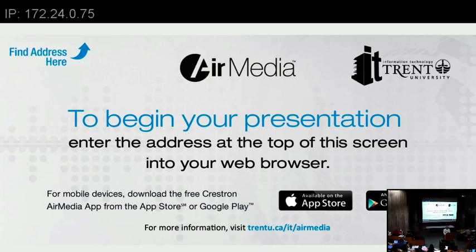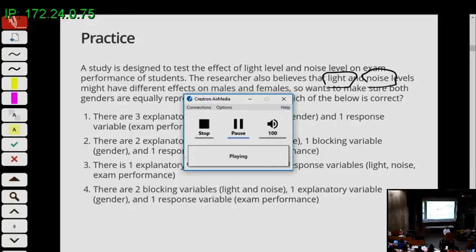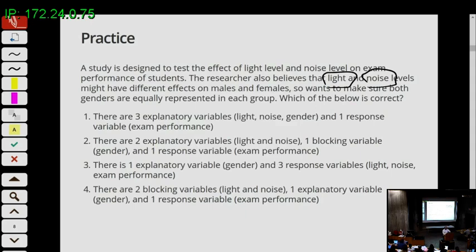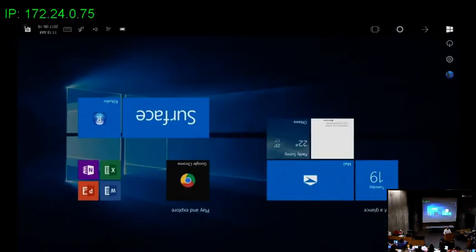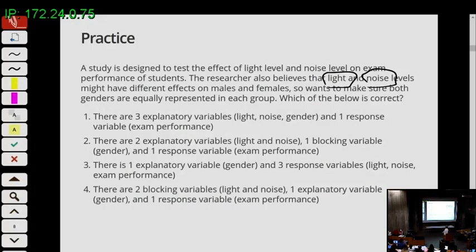The AirMedia, which is the thing that connects the laptop to the projector, just rebooted. Okay, we are back. Better than ever. Okay, sorry, where were we?